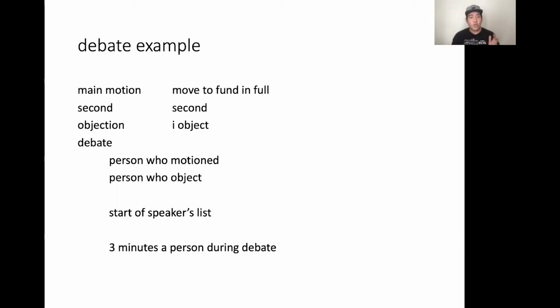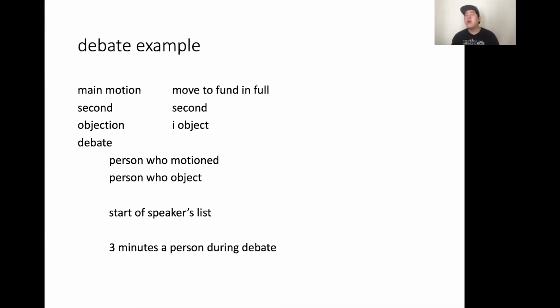Then the person who objected will be the person who gets to speak on why they don't agree with that motion, and then we start the speakers list. Our rules actually provide that every person gets 3 minutes per person during the debate, and that is something the speaker will be keeping track of, and every organization might do that differently.